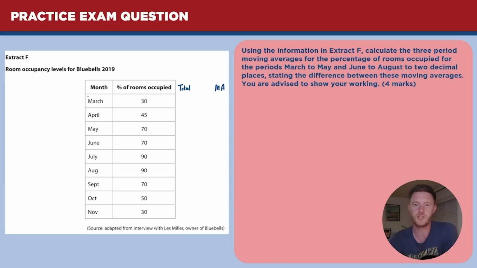We need March to May. So that is a total of 145 and therefore a moving average of 48.33. And we need June to August, which is obviously going to be 250 and then 83.33. So the last part of the question is state the difference. So we need to know the difference between the two. The difference is 35% rooms occupied. So for that one, it just asks you to do 2 of them and then calculate the difference between them.